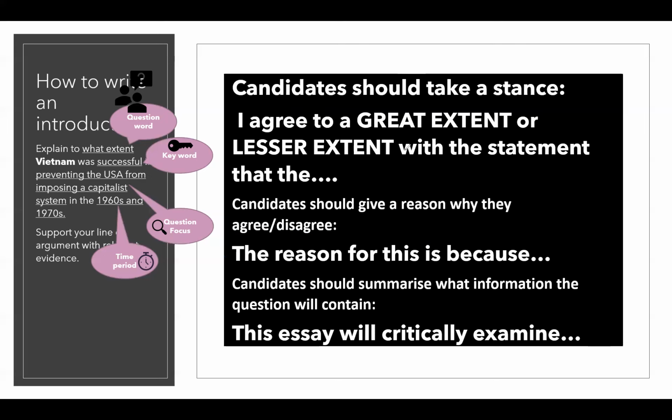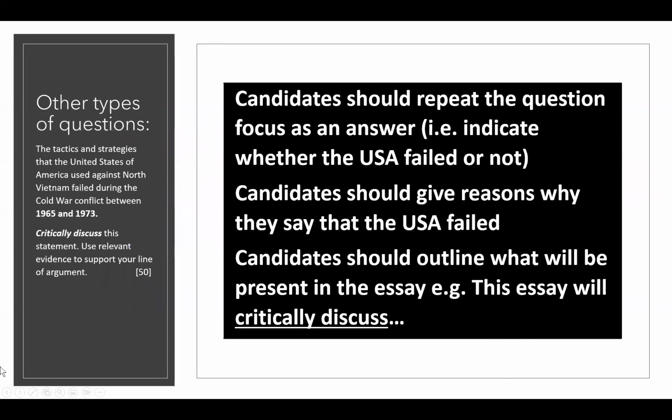But what happens if you get a different type of question? So other types of questions could be: the tactics and strategies that the United States of America used against North Vietnam failed during the Cold War conflict between 1965 and 1973. Critically discuss the statement, use relevant evidence to support your argument. So I want you to take note about how the focus of the question has changed. Now, instead of focusing on Vietnam's success, we're focusing on the United States of America's failure. Right, so it's actually a different type of question. It's saying the same thing, but in reverse.